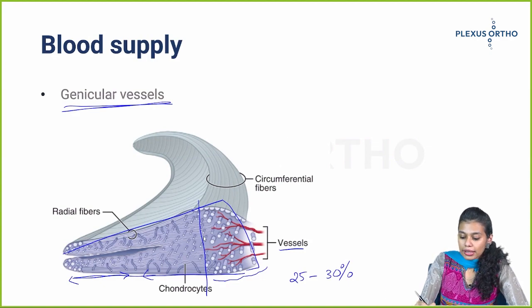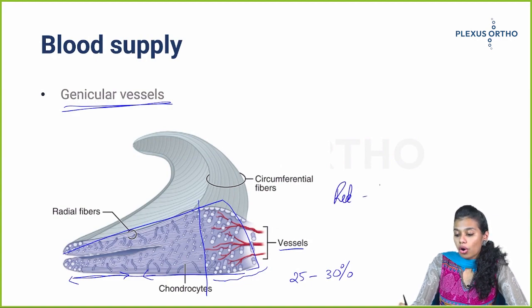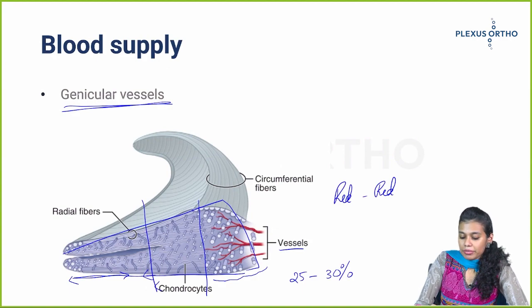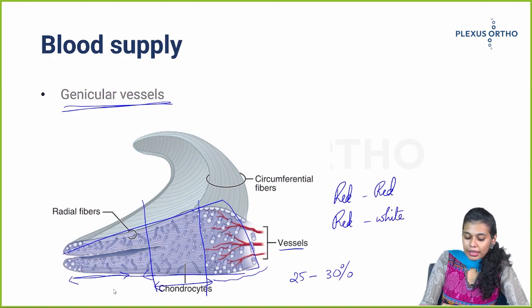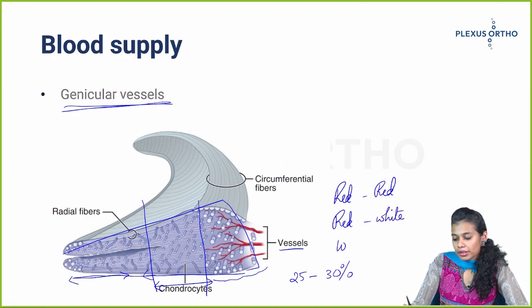So we call the zone where there is a huge blood supply the red zone, while this segment, the middle third, is called the red-white zone. And the innermost part of it will be called the white zone.